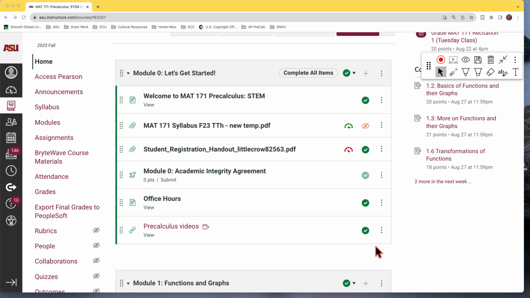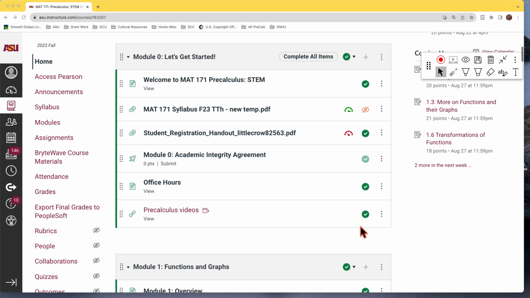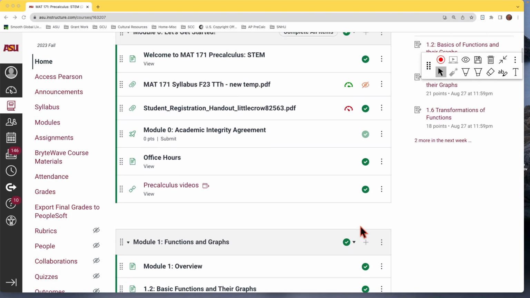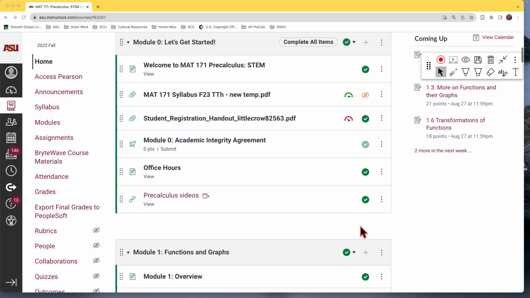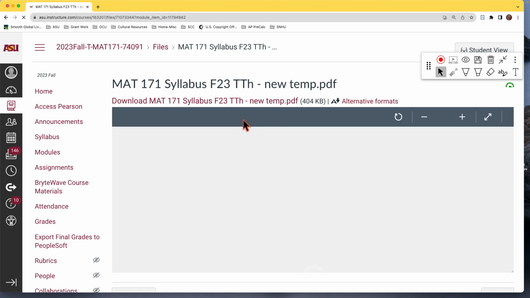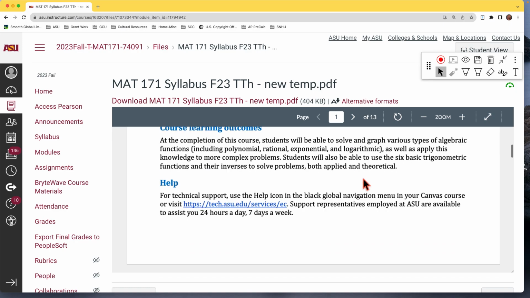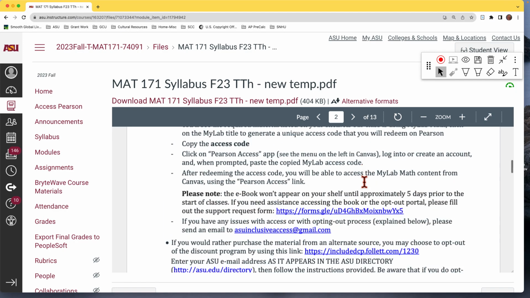So let's take a look at where we're at. How do I got this? Oops. Looks like that is not viewable, but we'll see. Okay.